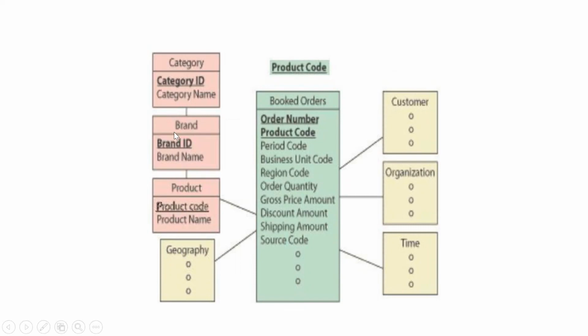So brand does not directly have a relationship with the main booked orders fact table. Rather, we are keeping the relationship with this. So there may be a foreign key in the product table to join with the brand table. We keep all the data from brand over here, and then we join with the fact table. So this is the concept working over here. Any doubt till now in the data modeling section?